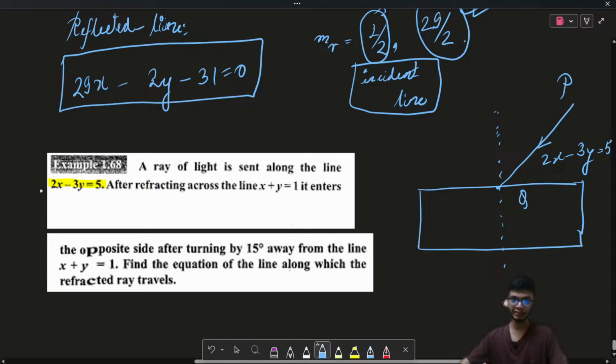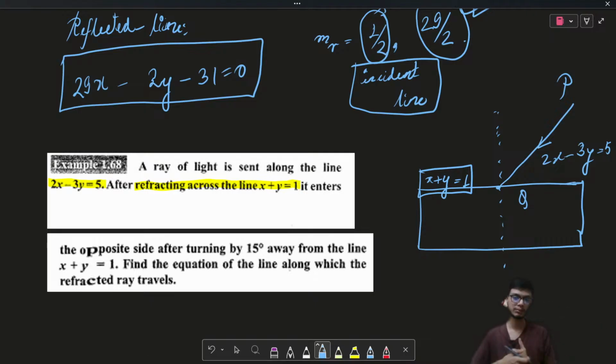And similarly, after refracting across the line x plus y equals 1, so x plus y equals 1 is this particular line of the slab, or the interface between the two media. Okay, so this is my first medium and this is my second medium, right?